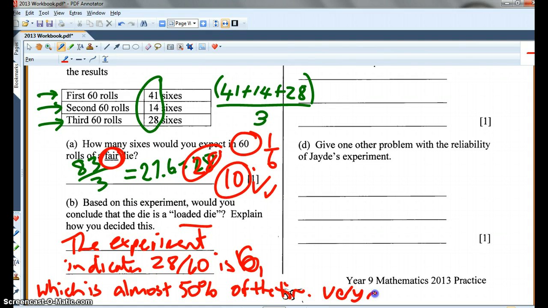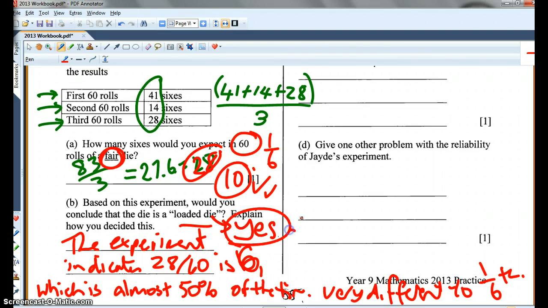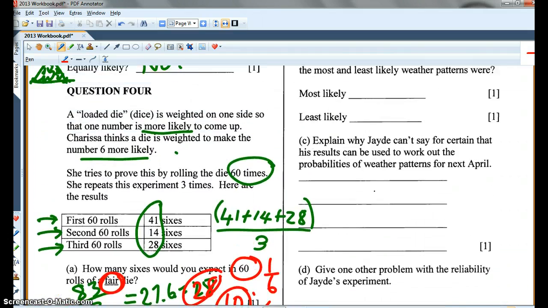Very different to 1/6. So, based on the experiment, would you conclude the dice is loaded? Yes. And your explanations will all be a little bit different, but it's really good if you've made that calculation, because that would be excellent to actually have that calculation in there. Alrighty, moving on.